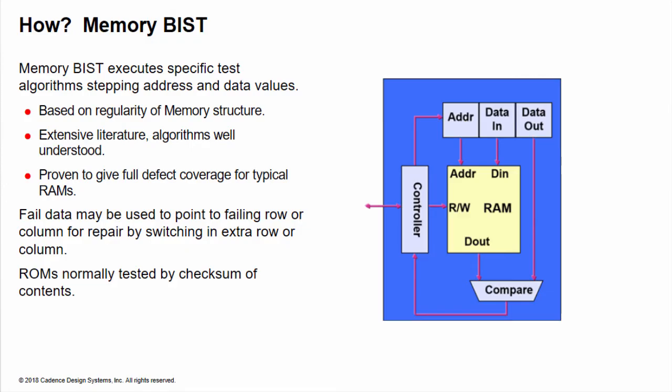Some of the RAMs are designed with extra rows or columns of memory cells so that when a defect is discovered, the defective memory cells may be switched out and the extra memory cells switched into their place. The MBIST will provide the row or column information, or failing bitmap, to support this. ROMs, while regular structures, are normally just checked with a simple checksum of the contents.